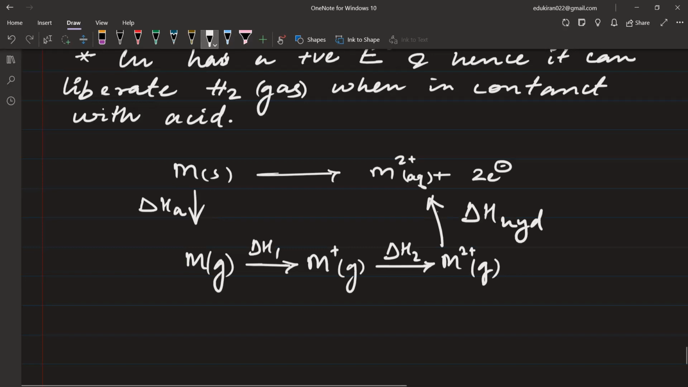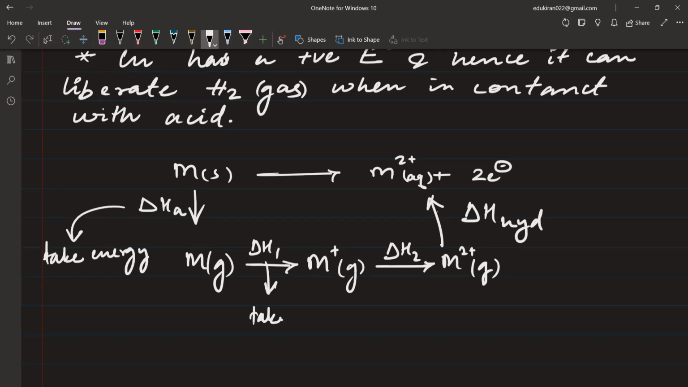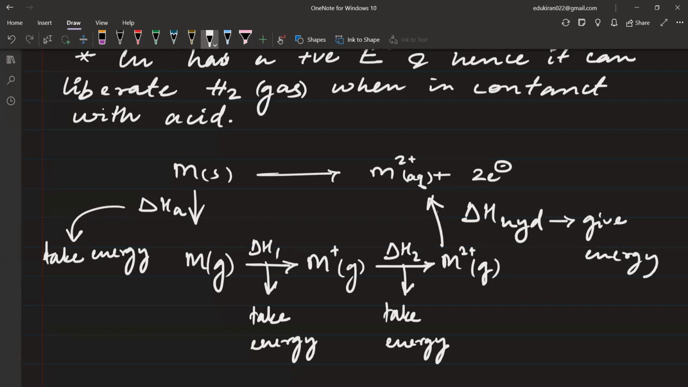Okay, अब देखिए, first of all, this atomization is going to take energy. Okay, this delta H1 is also going to take energy. This delta H2 is also going to take energy. But this delta hydration, it is going to give energy. Okay, so first of all, atomization happens.